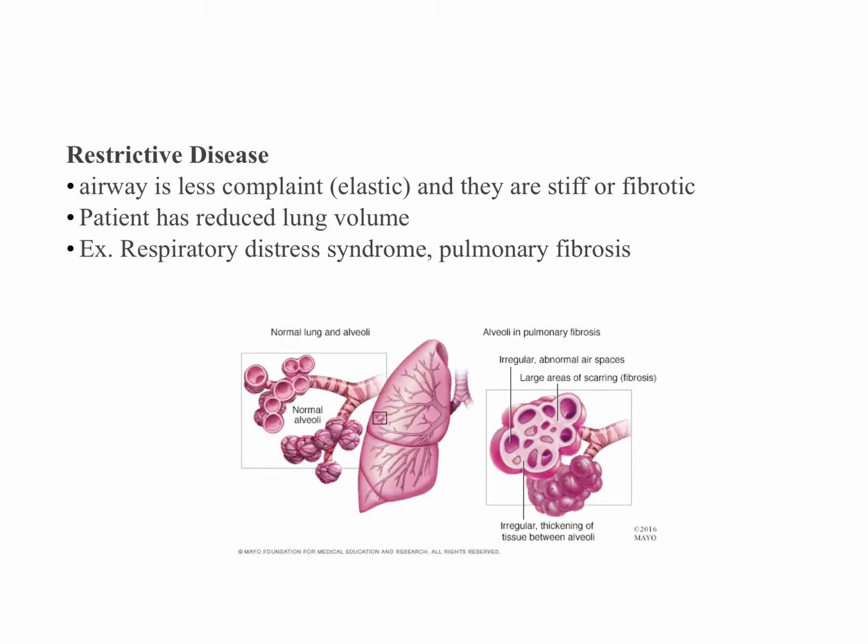When we discuss airway disease, we can categorize them as restrictive disease or obstructive disease. Restrictive disease happens when your airway is less compliant or it's more stiff, and because of this, the patient will have a reduced lung volume. So things such as pulmonary fibrosis or scarring of the alveoli themselves can lead to restrictive disease.